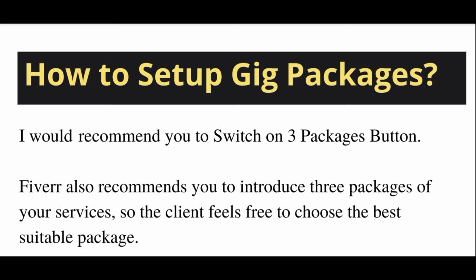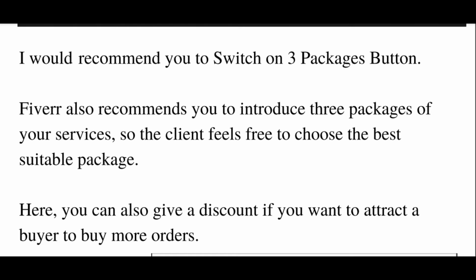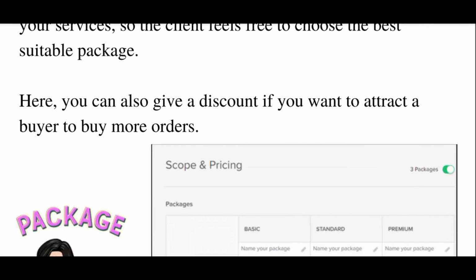So for gig packages, I would recommend you to switch on the 3 packages button. Fiverr also recommends you to introduce 3 packages of your services so the client feels free to choose the best suitable package. Here you can also give a discount if you want to attract a buyer to buy more. When you move to the scope and pricing page, this button will be off and you will see only one package by default.